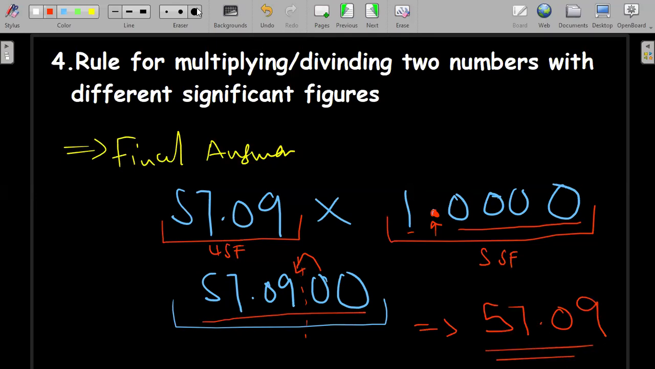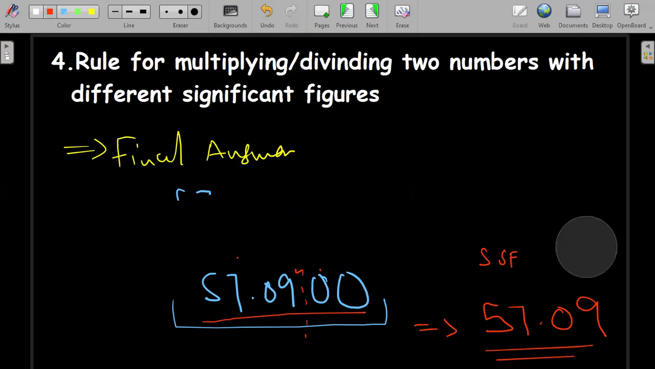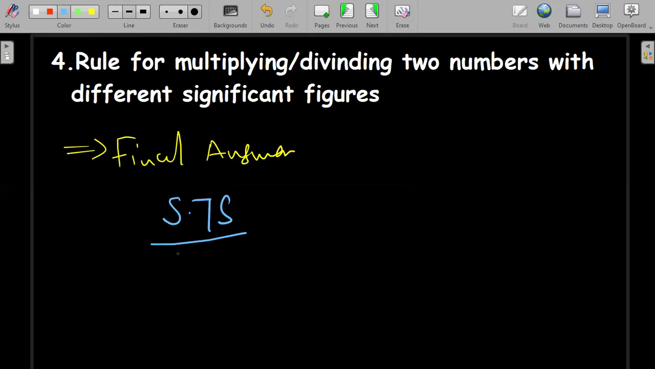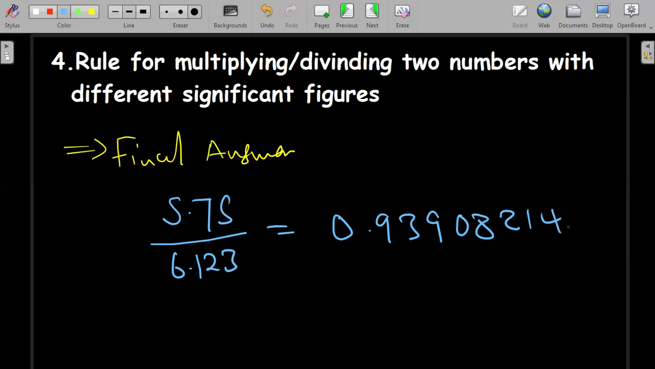It's the same thing when we are dividing. You just follow the number that has the least significant figures. So for example, if we have 5.75 divided by 6.123, what are we going to get there? So let's divide. I have 5.75 divided by 6.123, and I'll be getting this number, 0.9390821493. So this is the number that I get.